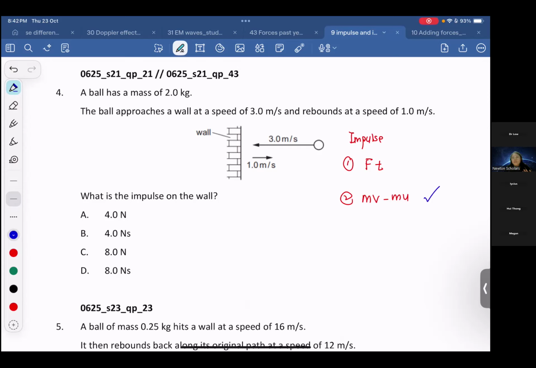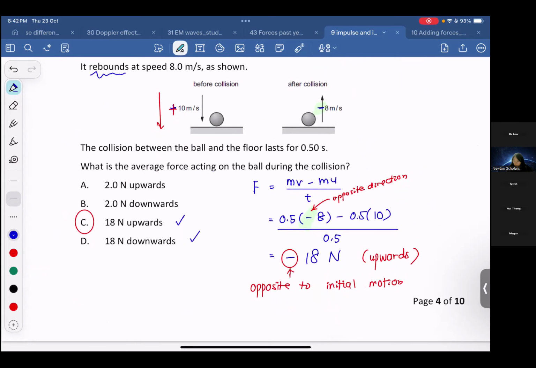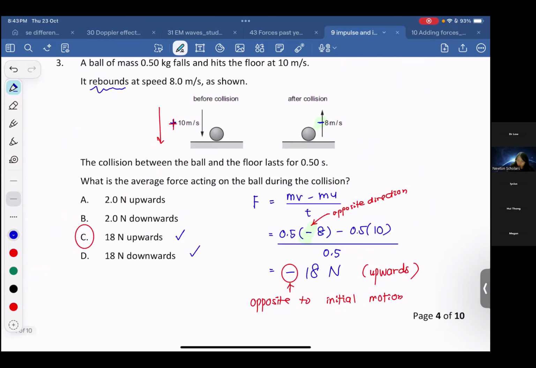Okay, try again. Crystal, I want to ask a question about 3. Why is it 0.5 minus 8? Let me have a look. 0.5 minus 8. This is before collision. So this is initial. U equals to 10 meter per second. Okay, Crystal, this is before collision. So this is initial velocity. After collision, that means this is your final velocity at meter per second.